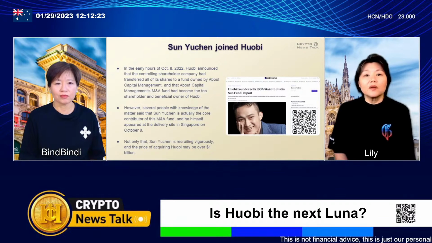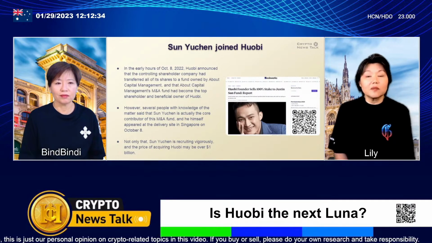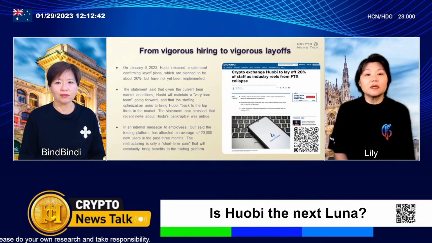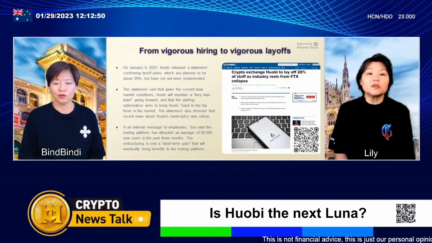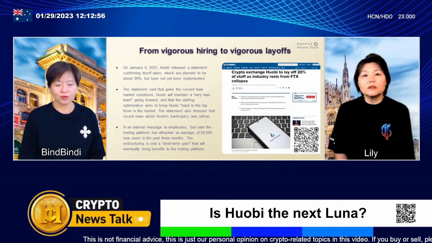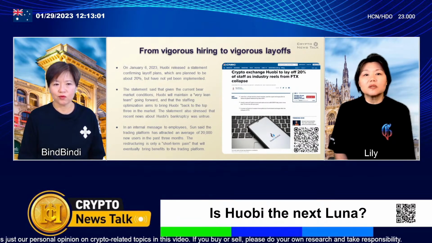However, very recently, on January 6, 2023, Huobi released a statement announcing a layoff of 20%. Even though it's announced, it's not yet implemented. The reason we suspect is the FTX collapse. It must have something to do with that, because remember, Square Capital has been part of the fund as well from the beginning, 2014. So that does smell something.